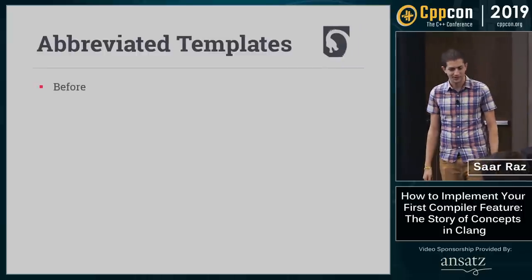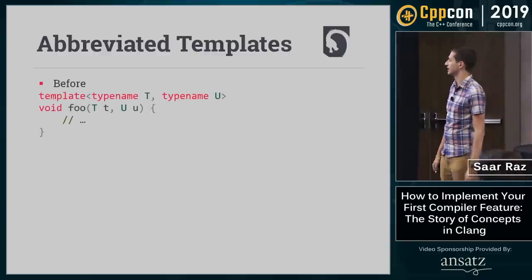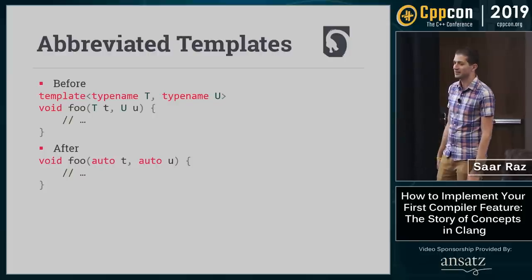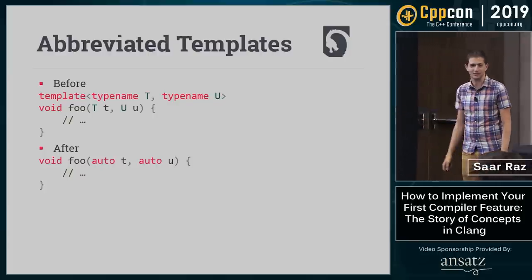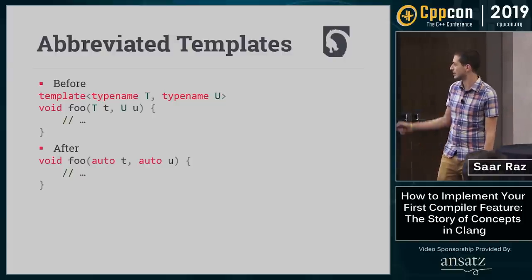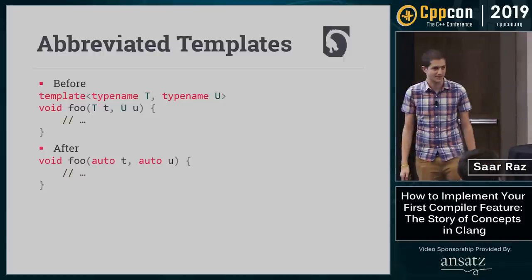Another new thing you can do is add abbreviated templates. This and this now mean the same thing. You can write auto instead of the template parameter type, and it'll completely omit the template parameter list and the template keyword.